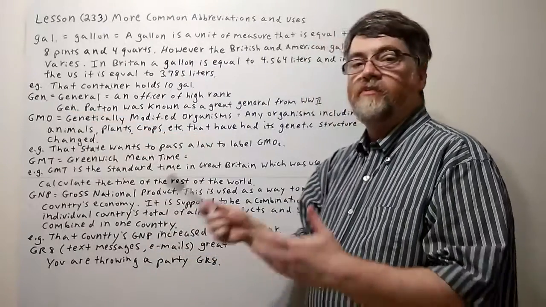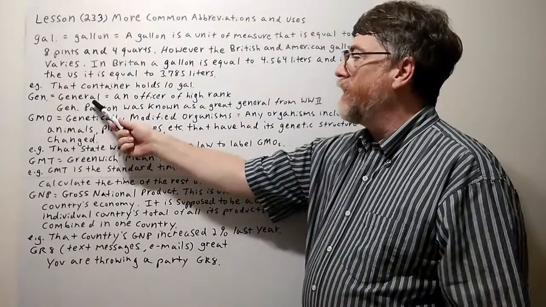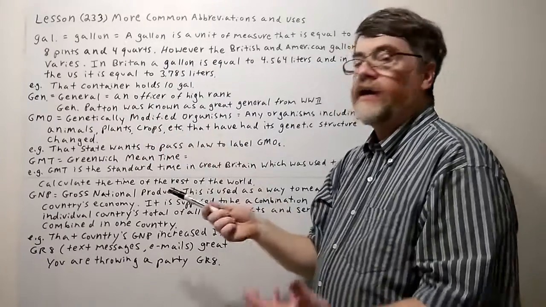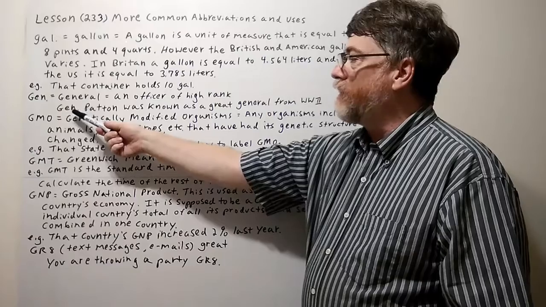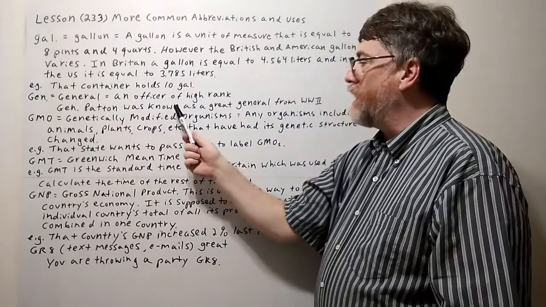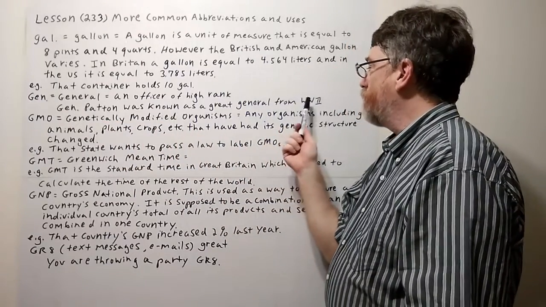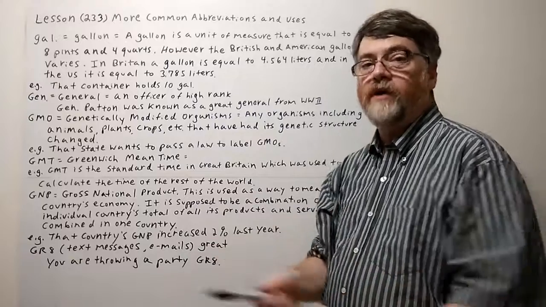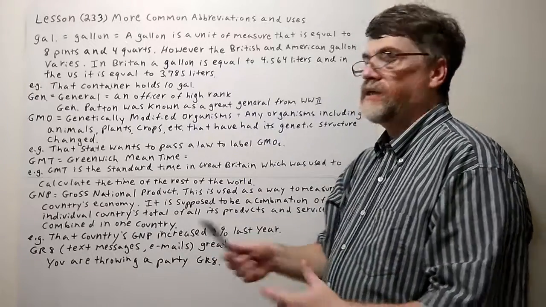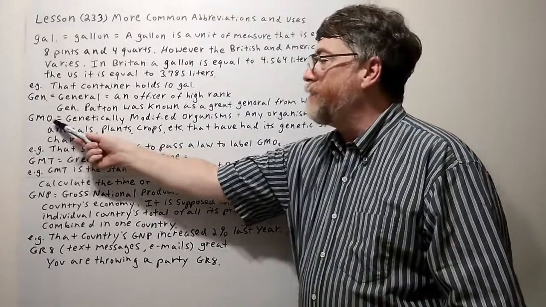GEN, the abbreviation for general. General, an officer of high rank. General Patton was known as a great general from World War II. Okay, good. Let's continue. GMO.